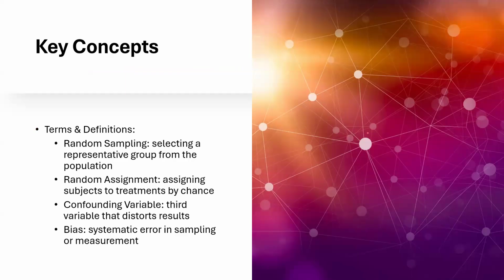Let's define some critical terms. Random sampling is about how we select a group from the population. Random assignment is about how we split subjects into groups once we have them. Confounding variables are lurking influences that can distort results, and bias can sneak in during sampling or measurement.